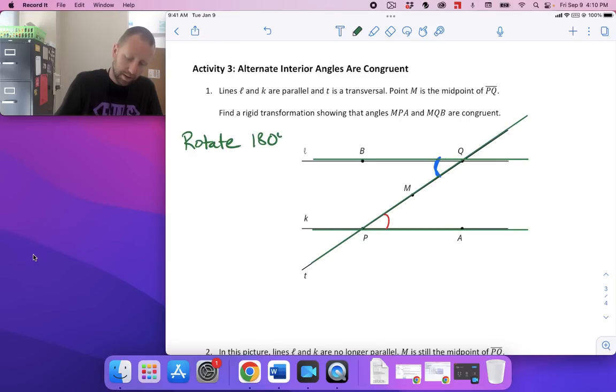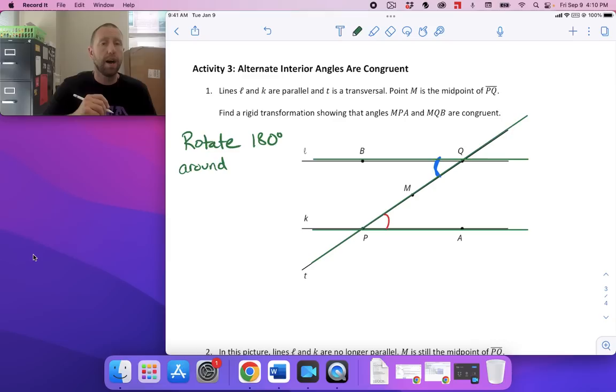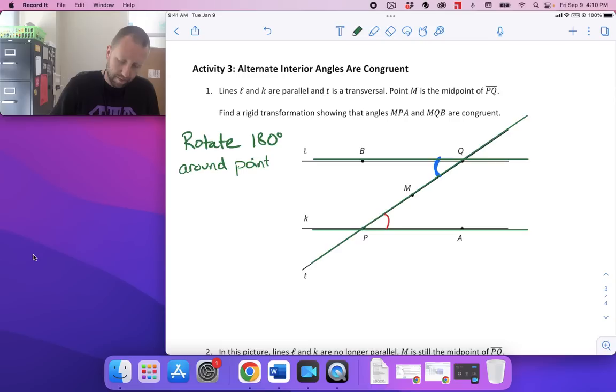Rotate 180 degrees. Remember, when you say rotation, you have to say how many degrees, which I did, around which point, and which direction. But I don't have to when it's 180 degrees. I don't have to say direction, because it doesn't matter if you go clockwise or counterclockwise. You turned halfway. So rotate 180 degrees around point M. That midpoint, right? That's how I got it to end back up on itself.